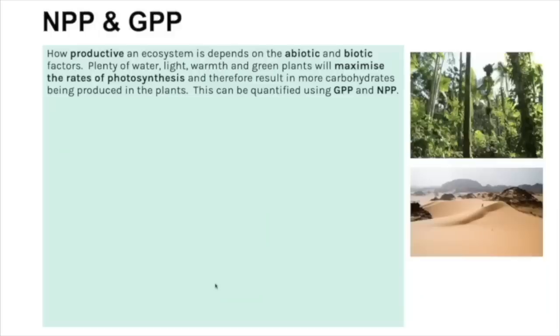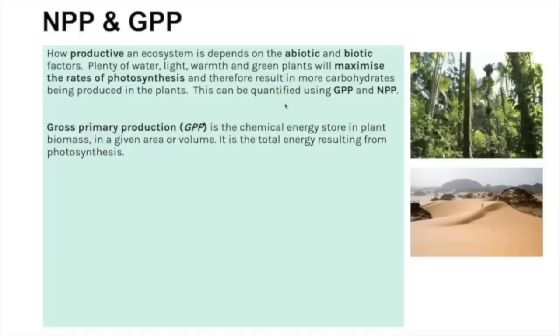GPP and NPP are two key terms that you need to know. So how productive an ecosystem is depends on the abiotic and biotic factors that are within that ecosystem. If there's plenty of water, light, it's warm, there's lots of green plants, then you'll have a really high rate of photosynthesis, and that results in more carbohydrates being produced by the plant. And we can quantify this using GPP and NPP.